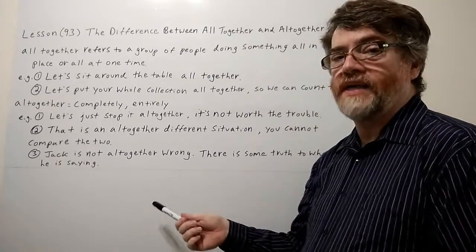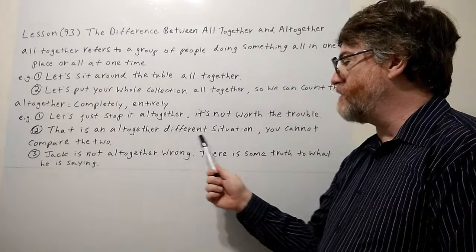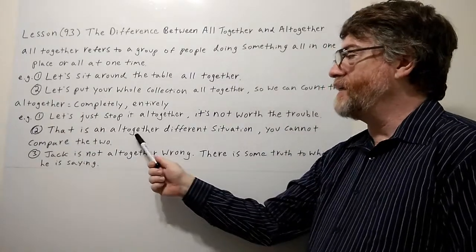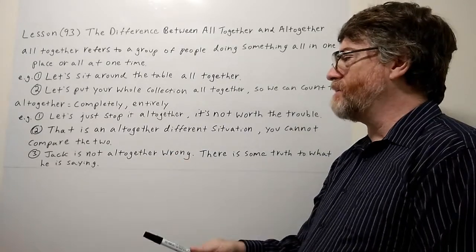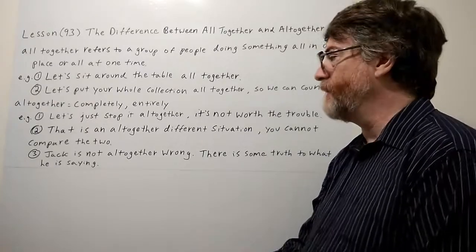Okay, let's look at another example of altogether like this. That is an altogether different situation. You cannot compare the two. That is a completely different situation. So altogether, in this sense, is a more formal way of saying completely or entirely.